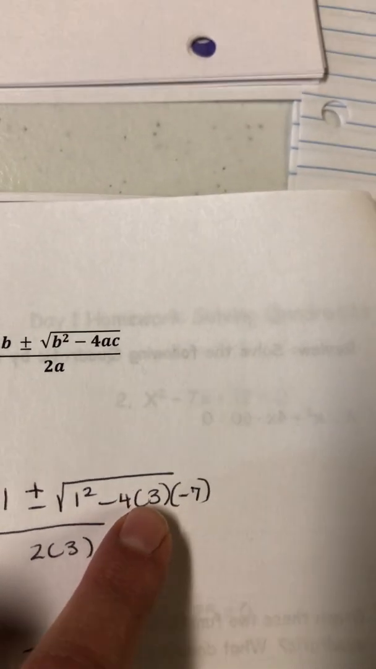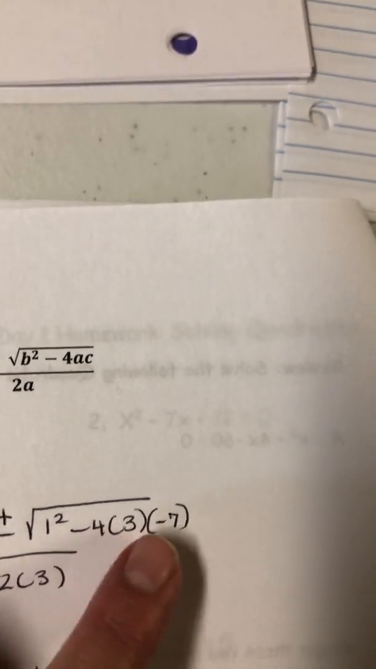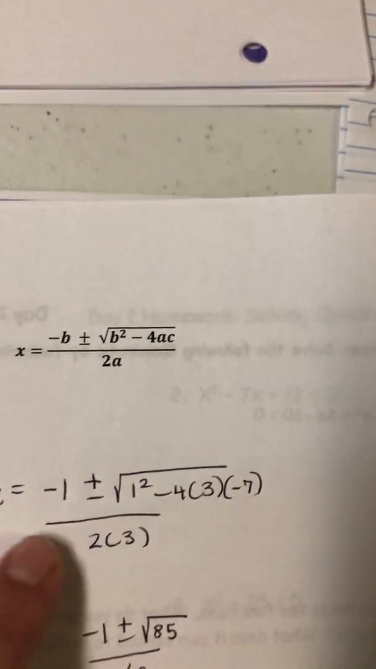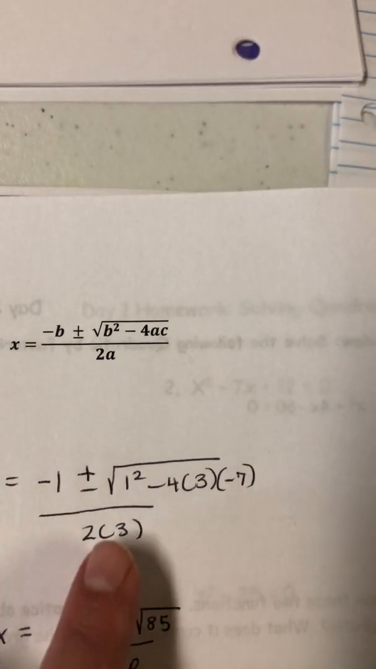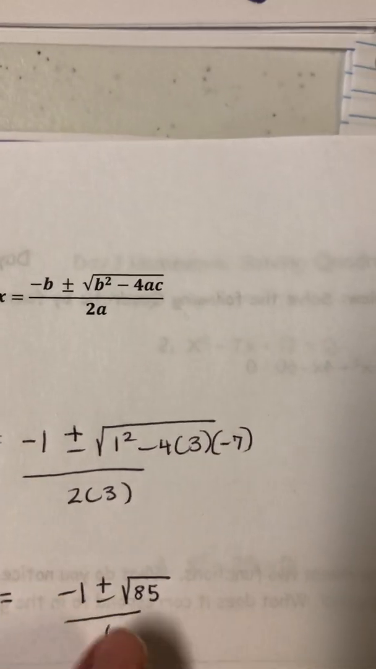I always use parentheses to show multiplication, and I'll tell you why in just a moment. So 4 times 3 times the negative 7, and it's all over 2 times a. So if a is 3, 2 times 3 is 6. So the denominator is 6. So we have negative 1 plus or minus.